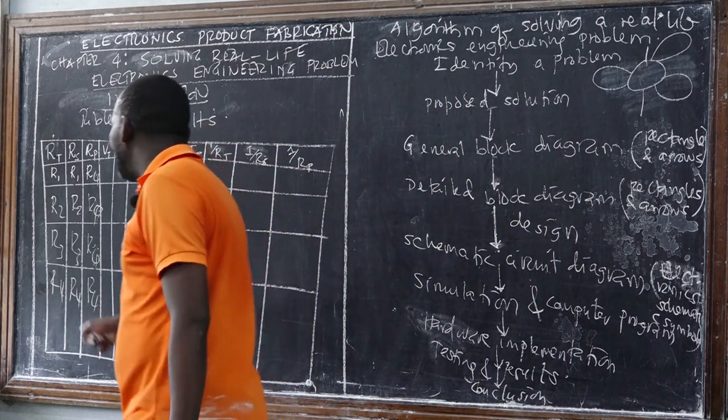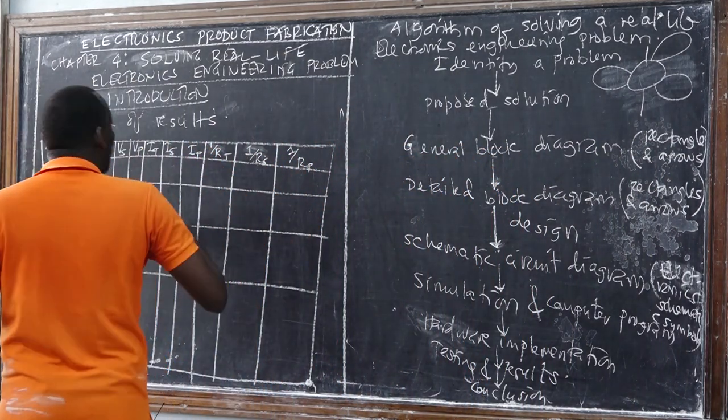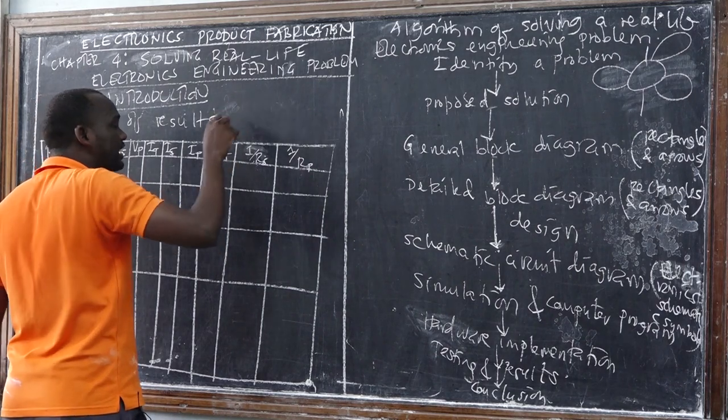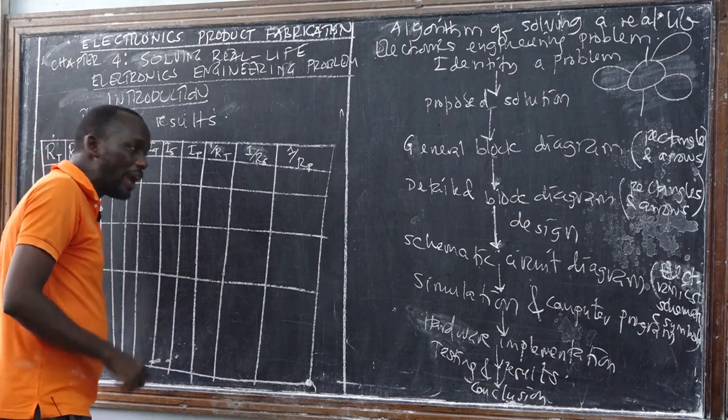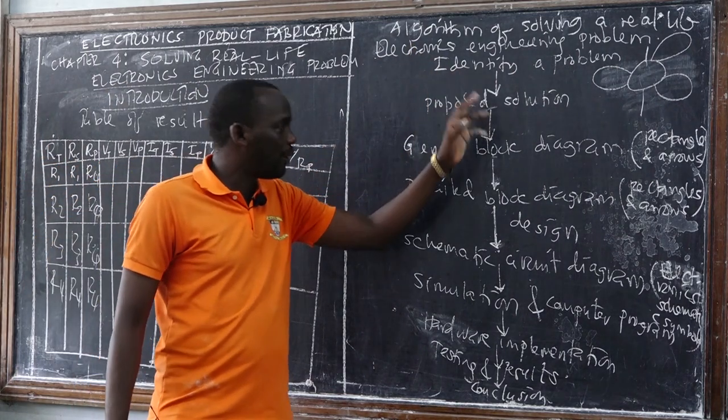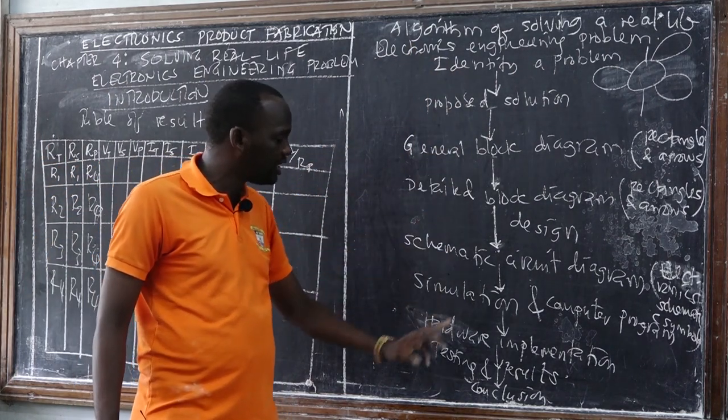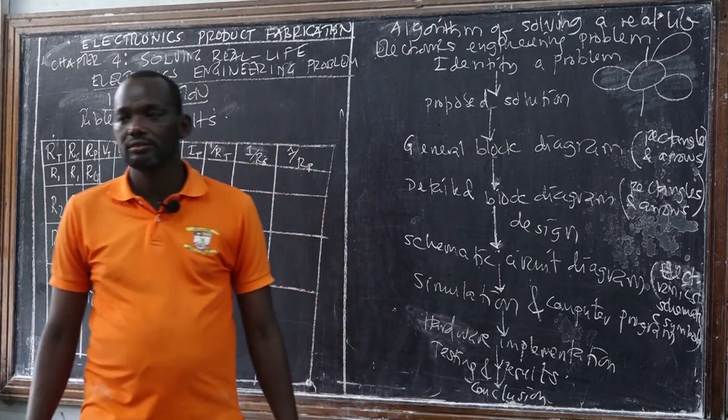Where will I get the theoretical result, or calculation results, or calculation values? In which step: number 1, number 2, number 3, 4, 5, 6, 7, 8, 9?